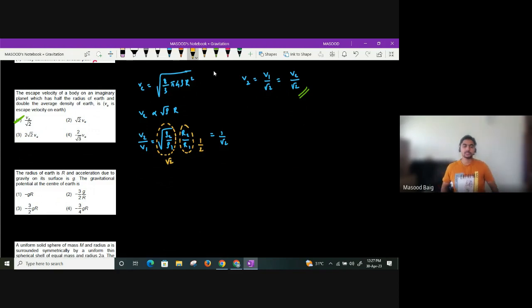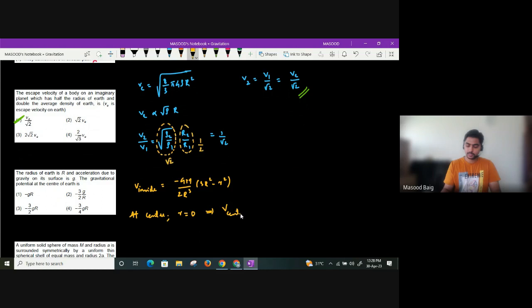Next, the radius of the earth is R and acceleration due to gravity on the surface of the earth is small g. The potential at the center of earth. Please see, earth is considered as a solid sphere, guys. So what is potential inside the solid sphere? It is minus GM divided by 2 capital R cube into 3 capital R square minus small r square. At center, what is small r value? Small r value is 0. What will be potential at center, beta? It will be minus 3 by 2 GM by R.